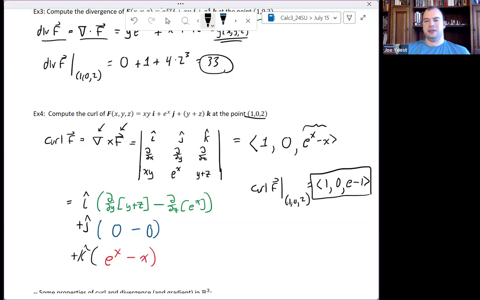So that's the vector pointing normal to the way that I'm instantaneously tending to rotate at this point. My plane of rotation would be the plane that's normal to this vector 1, 0, e minus 1.